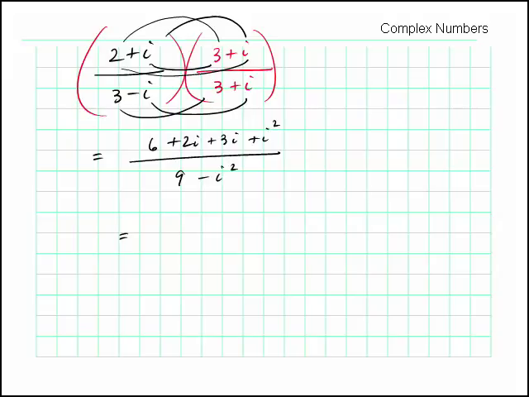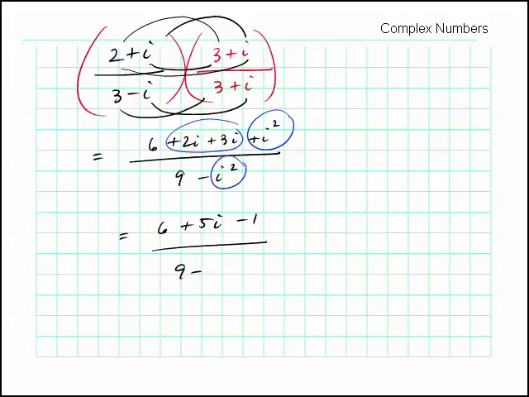Okay, we've got it all multiplied out. Combining our like terms right here, 6 plus 5i plus i squared, remember that's really a negative 1, so that's minus 1 here. 9 minus, that also is going to be replaced with a negative 1. So we got 9 minus a negative 1. And so we end up with 6 minus 1 is 5 plus 5i in the numerator. The denominator is 10.